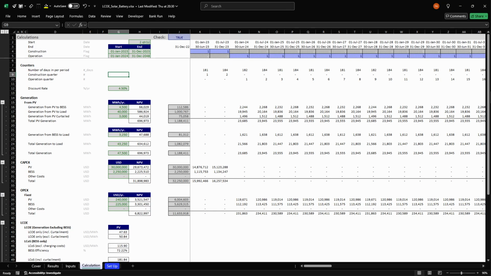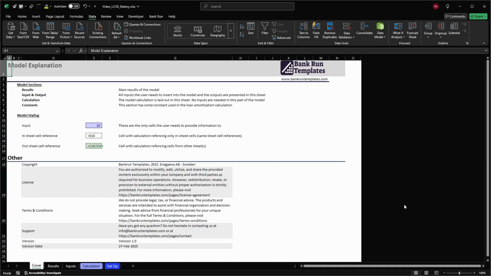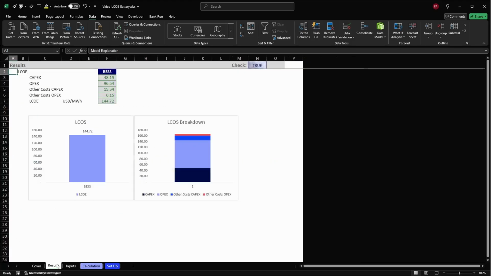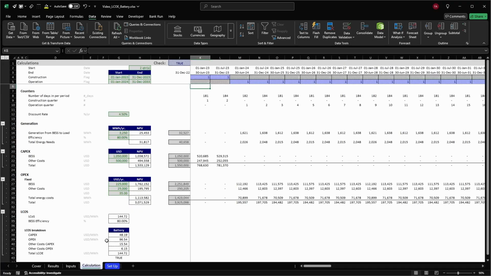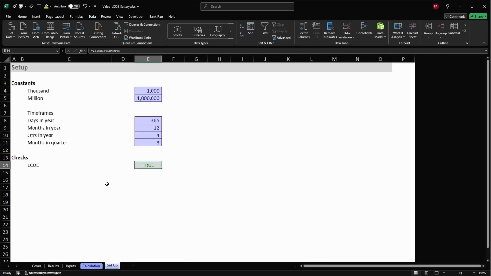All right, so this is the LCOE battery model that we're going to work with today. This is the updated version that you can click on the link below and get your version. We have a couple of sheets in here. We have the cover, the results sheet with two graphs. We also have the input sheet, the calculations sheet, and the setup, where we have the constants and the check.